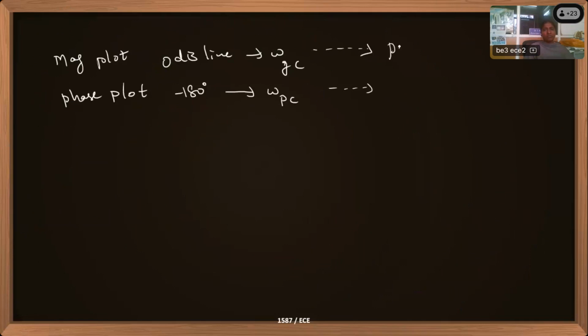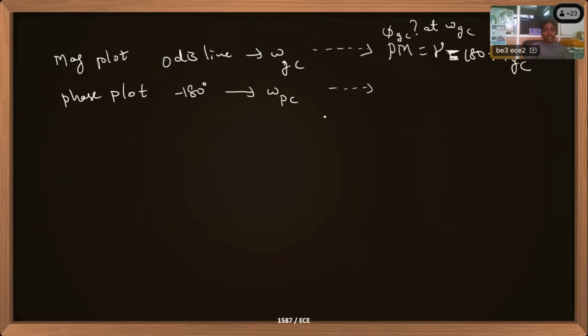At omega GC, we will calculate the phase margin. First, we will calculate what is phi GC at omega GC. Then the phase margin formula is 180 plus phi GC. Phase margin is 180 plus phi GC.